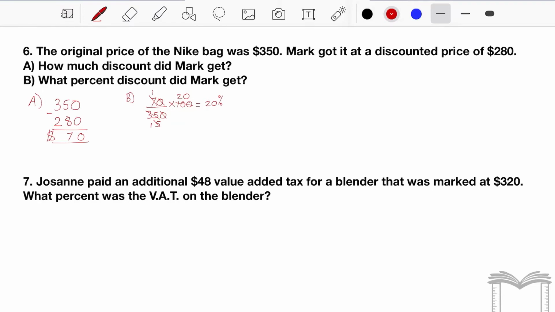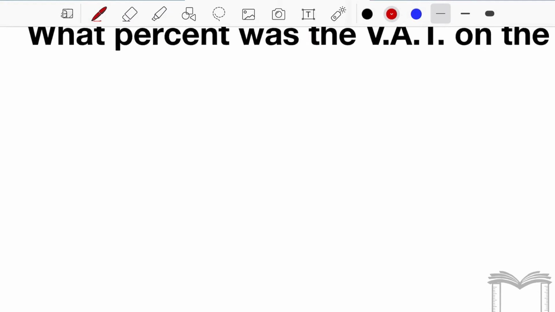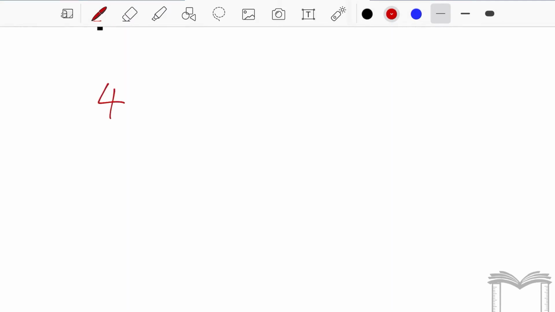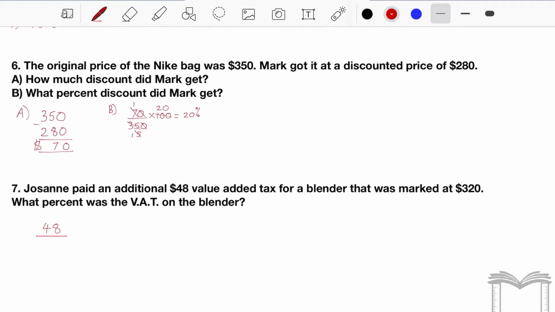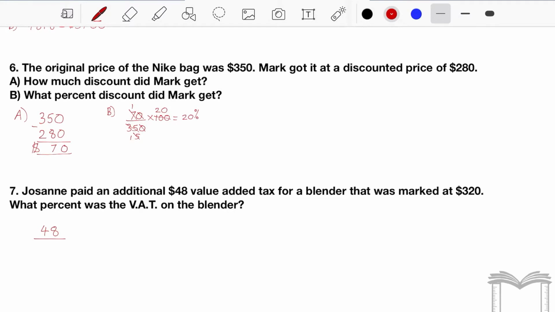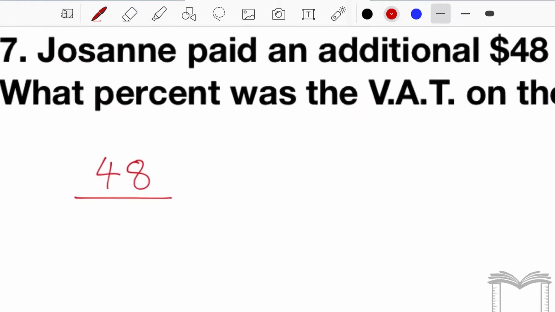Number 7. Josan paid an additional $48 value-added tax for a blender that was marked at $320. What percent was the VAT on the blender? Okay, so let's determine the percent of the VAT. So the VAT was $48. And it was marked at $320.